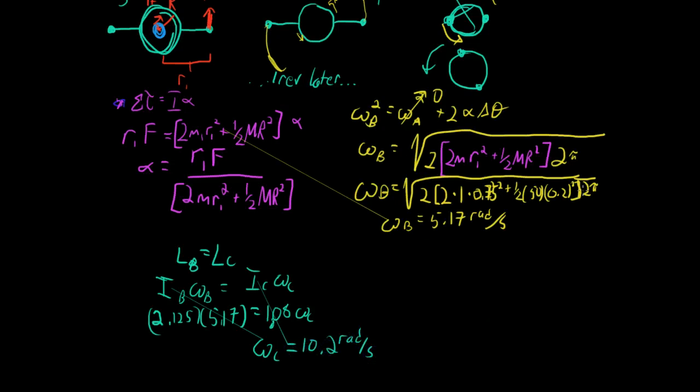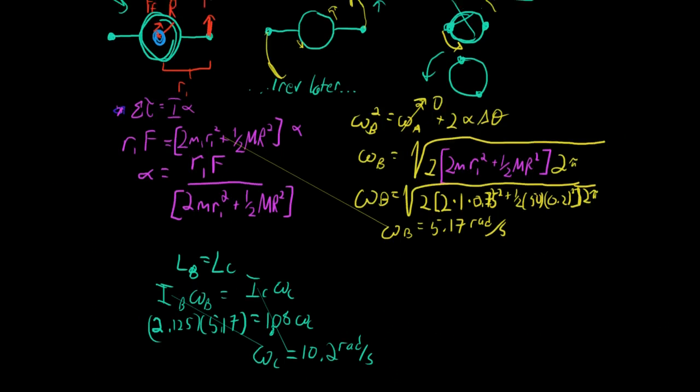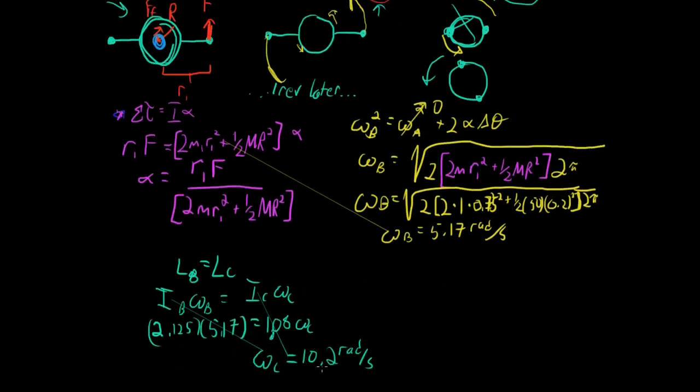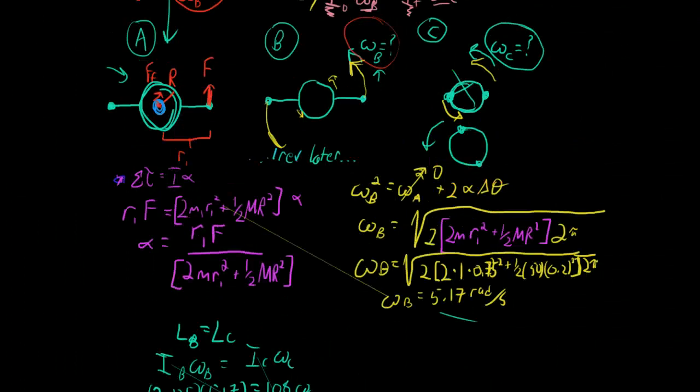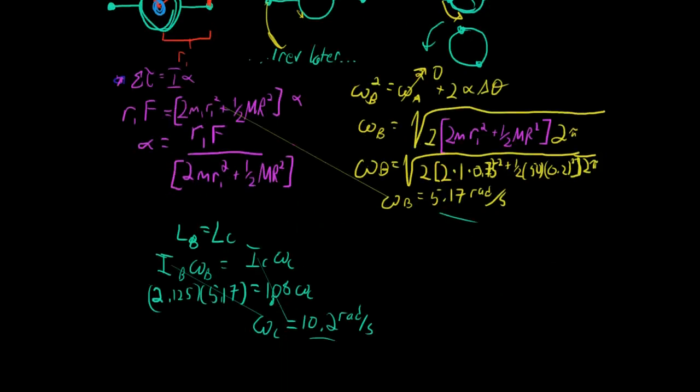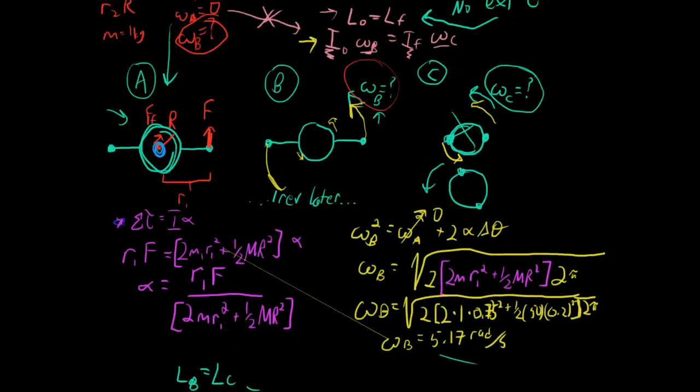So we have a little bit over 1.5 revolutions every second now. Actually, closer to 2 revolutions every second. So we went from less than 1 revolution every second to a little bit less than 2 revolutions every second because of that change in the moment of inertia. So this is the answer to the question, and this is how you would set it up.